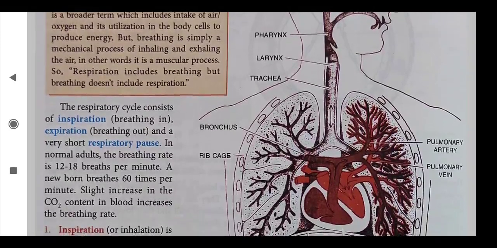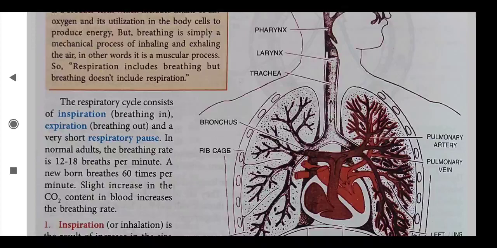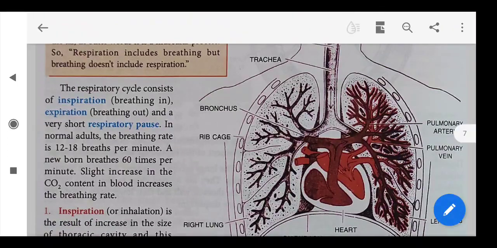In a normal adult, the breathing rate is 12 to 18 breaths per minute. Means an adult person breathes only 12 to 18 times in a minute, but a newborn breathes approximately 60 times per minute. A slight increase in the carbon dioxide content in blood increases the breathing rate. If the content of carbon dioxide increases in your blood stream, then your breathing rate will be high.